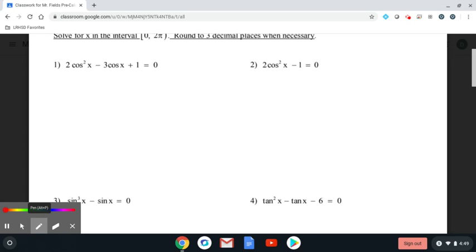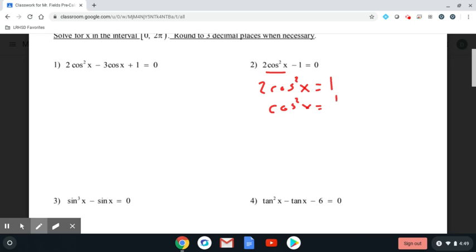All right, so first one we're going to start out with is problem number 2. So when we go through and solve this one, because we only see this one cosine in our equation, that tells us that we want to get that by itself. So in order to get that by itself, what we're going to do is first start off by just adding 1 to both sides. Then we're going to go ahead and divide by 2. And that's going to leave us with cosine squared x is equal to 1/2.